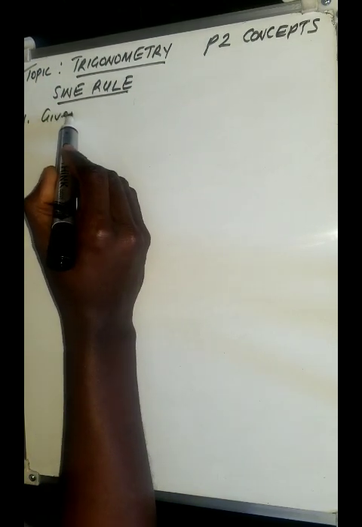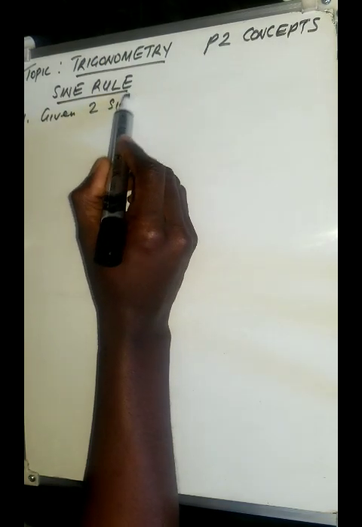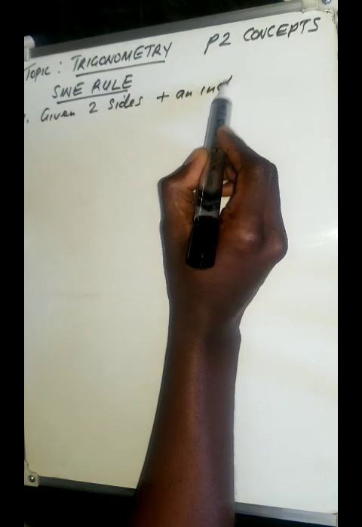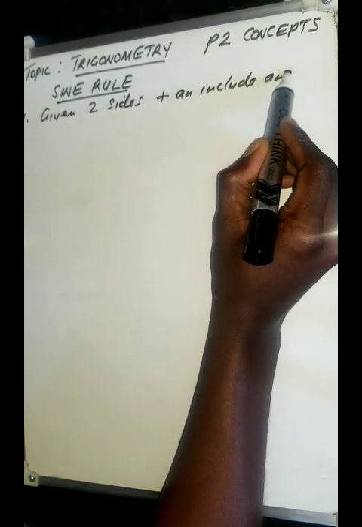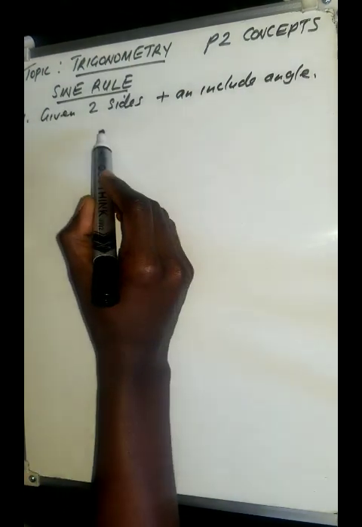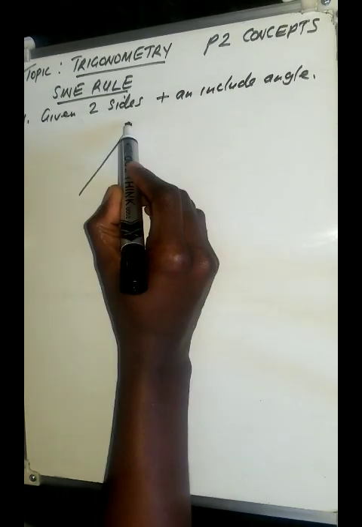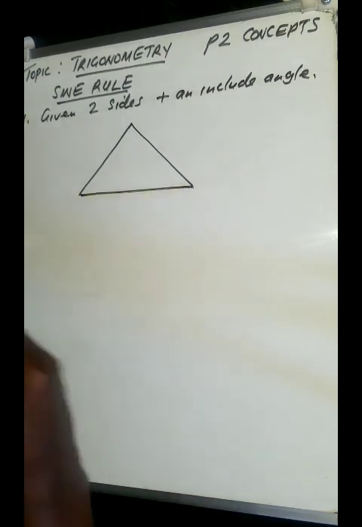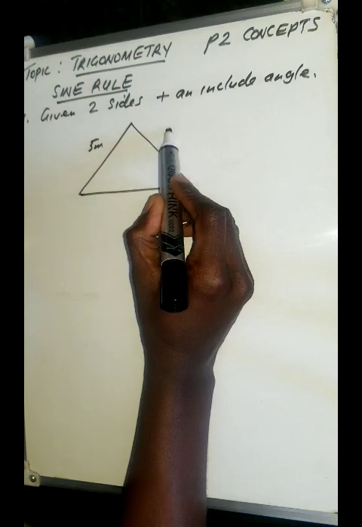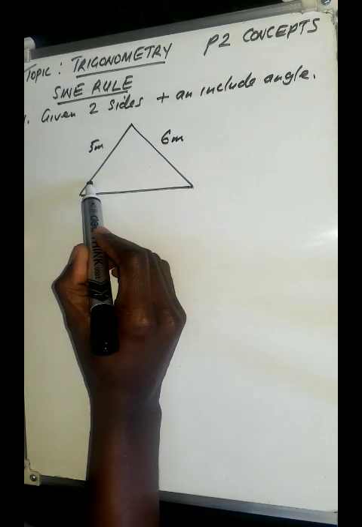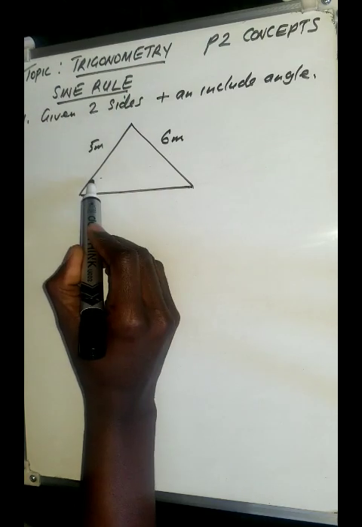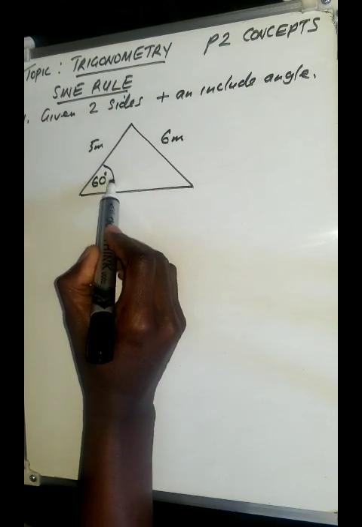it can be applied given two sides. So when you have been given two sides plus an included angle. Of course, this included angle should be opposite one of the sides. For example, let's imagine that we have a triangle. They have given you two sides. Maybe they have given you 5 meters, and this one 6 meters. They may give you this angle to say that is maybe 60 degrees.